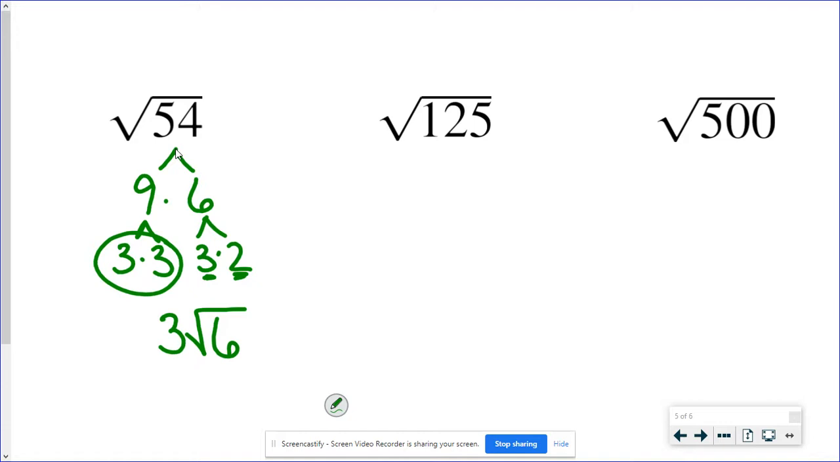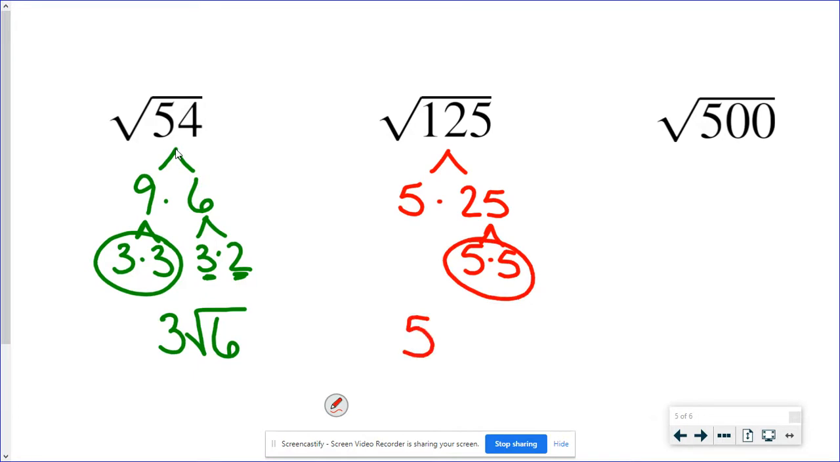For 125, I would do 5 times 25, right? Thinking about money, that'd be 5 quarters. And then the 25 would be a 5 times 5. Now, again, 5 to the 3rd power is 125. You can circle any 2 of the 5s as the ones that are going to pair up, and then there's going to be 1 left over. So it doesn't matter which ones you circle. I'll circle those 2 just because they're right next to each other. So those 5s break out. This was left over. Stays inside.